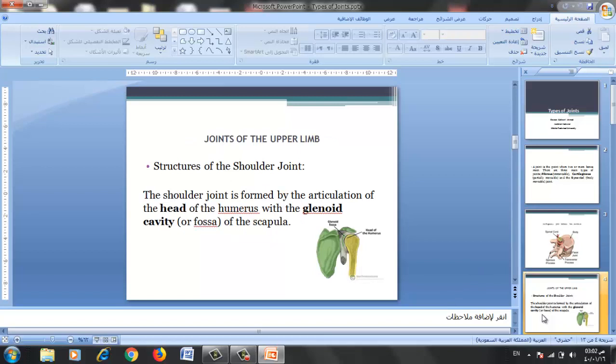Joints of the upper limb. Structure of the shoulder joint. The shoulder joint is formed by the articulation of the head of the humerus with the glenoid cavity or fossa of the scapula.